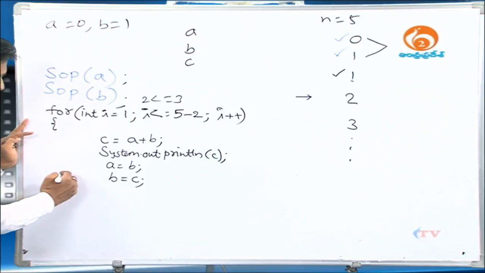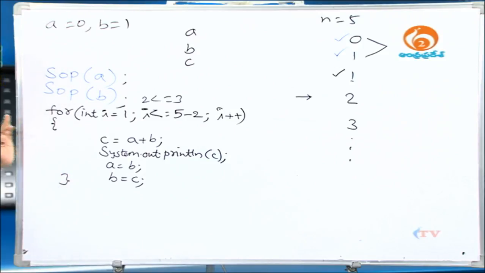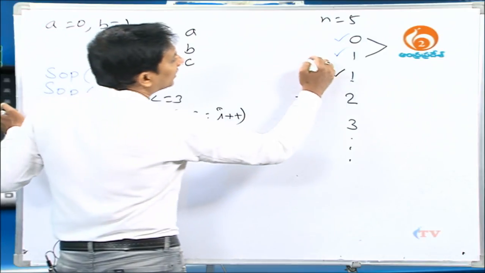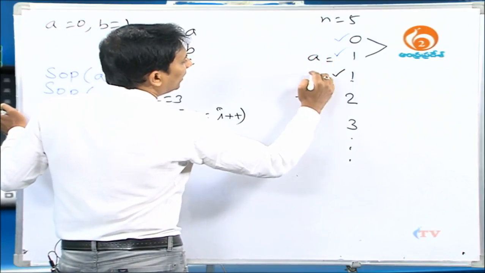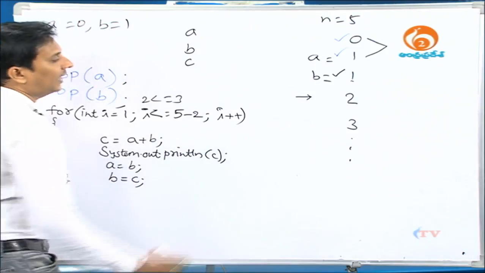Close here. Once it is displayed, a equal to b means the b value comes to a, and the c value comes to b.